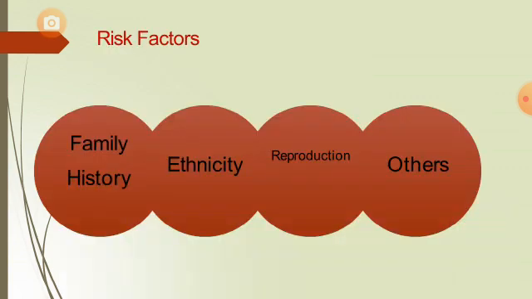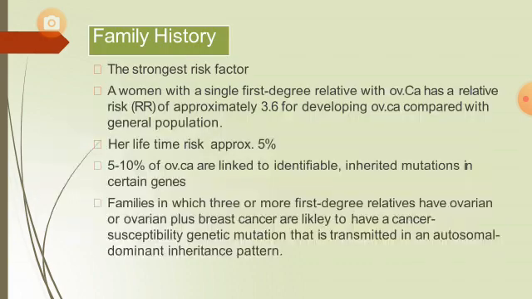Risk factors. The commonest risk factors of ovarian cancer are the family history, ethnicity, some factors related to reproduction, and a few other factors. Family history is the strongest risk factor. A woman with a single first degree relative, that is mother, sister, aunt, with ovarian cancer, has a relative risk of approximately 3.6 for developing ovarian cancer compared with general population. And her lifetime risk is approximately 5%.